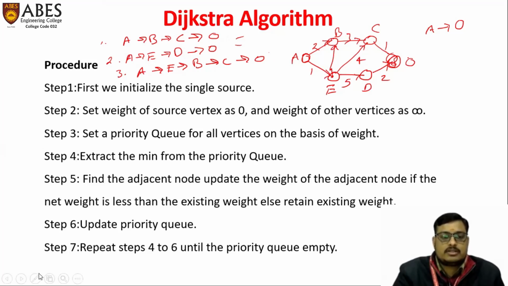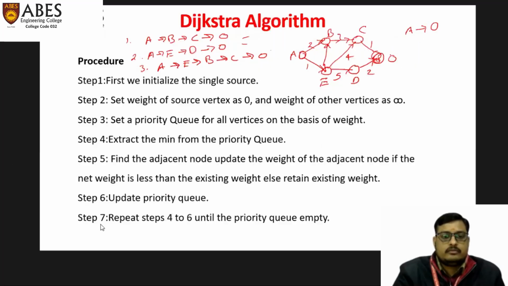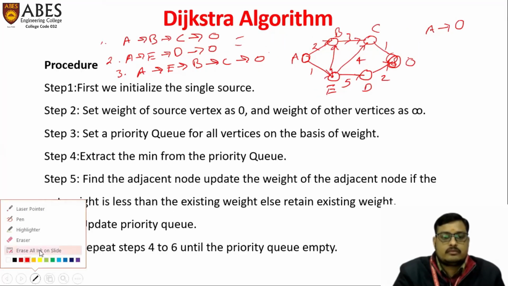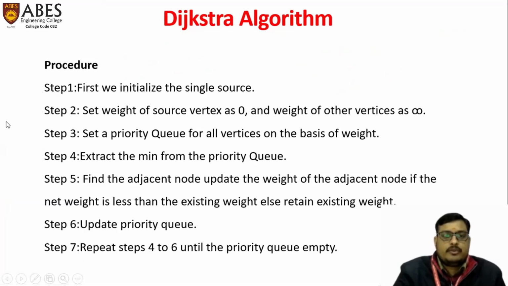So let's begin with Dijkstra's algorithm. Step one: first of all, we will initialize the single source of this graph. After that, set the weight of the source vertex as 0 and the weight of the other vertices as infinity. After that, we'll create a priority queue for all the vertices.